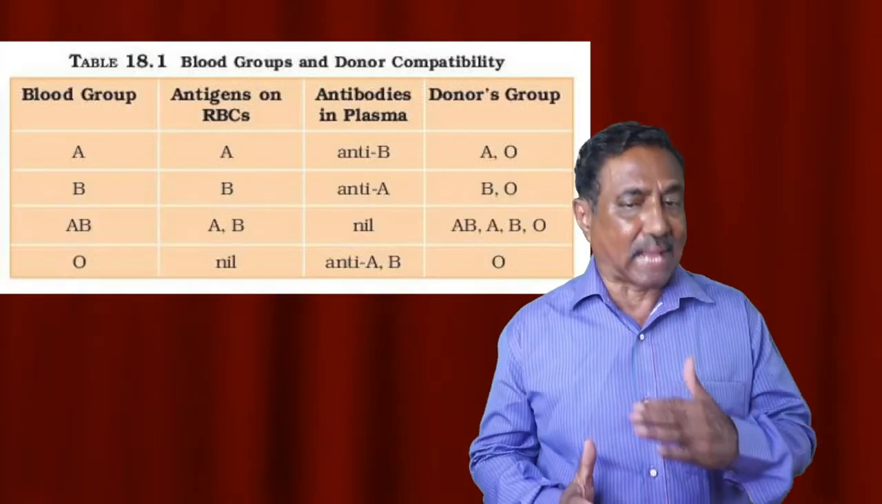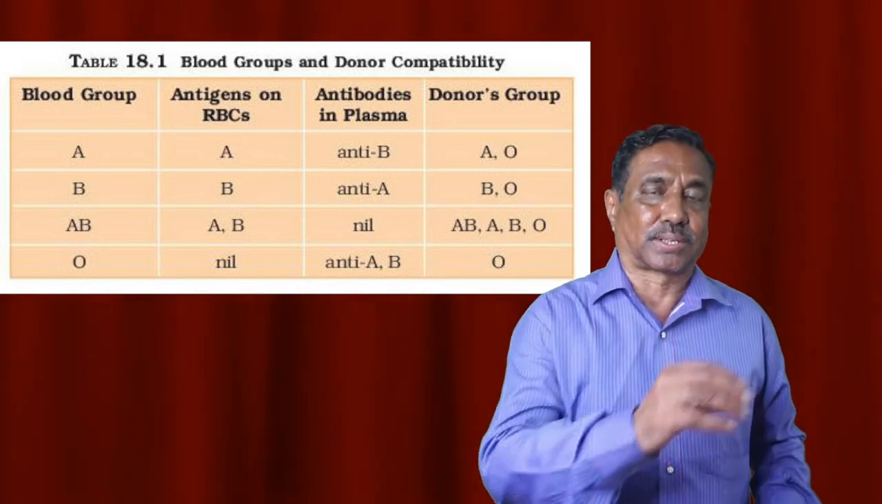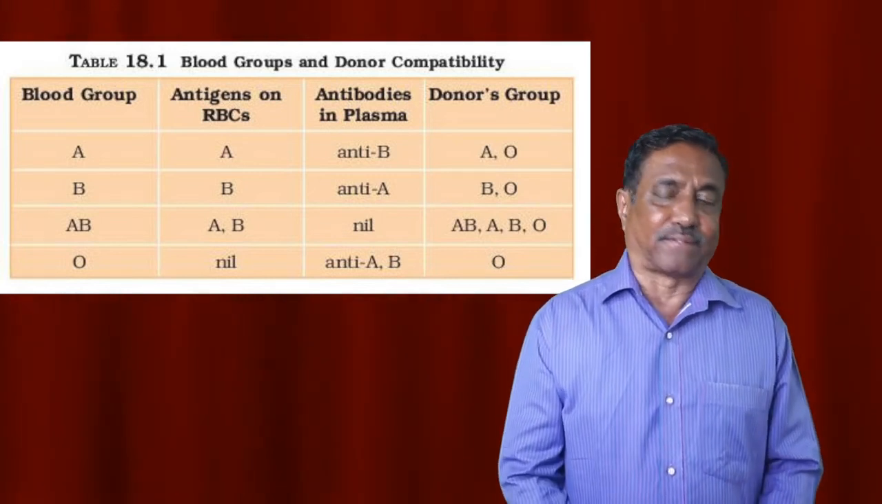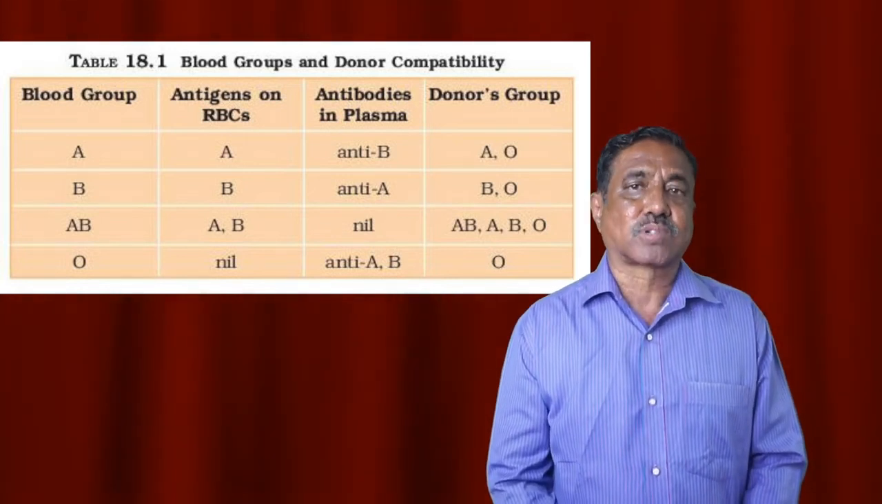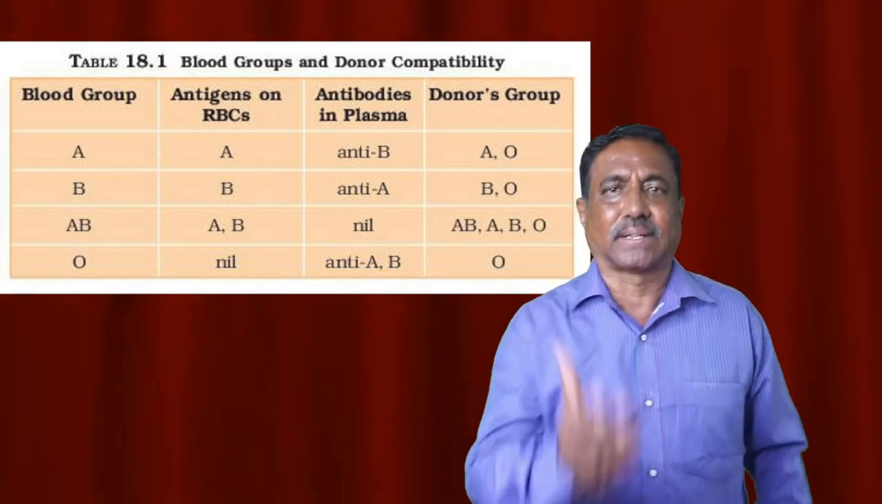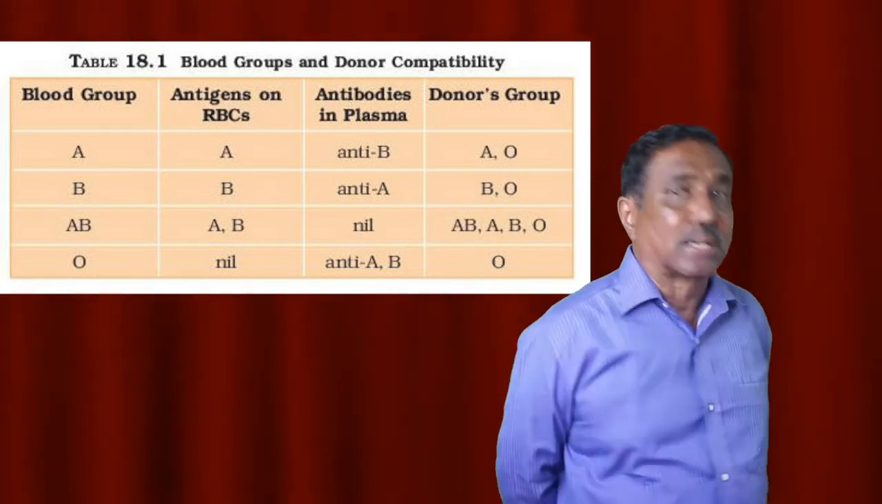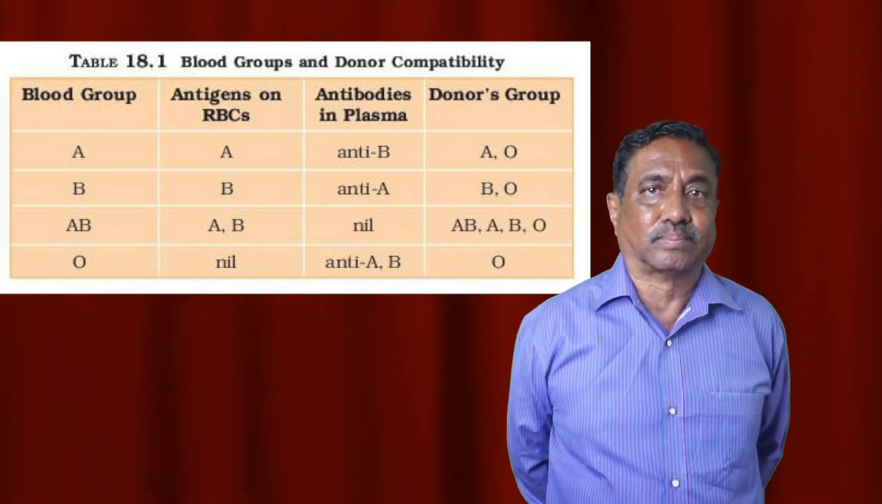I have forgotten in this chapter to explain about the blood groups. So I am adding this to this chapter, body fluids and circulation. That is only one aspect I have forgotten. It's nothing but the blood groups.